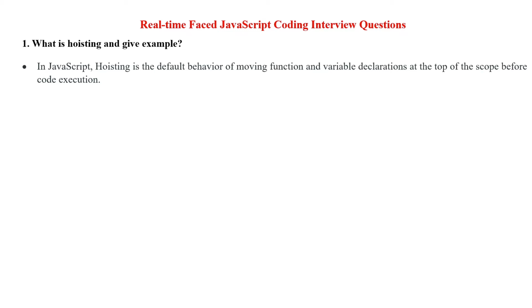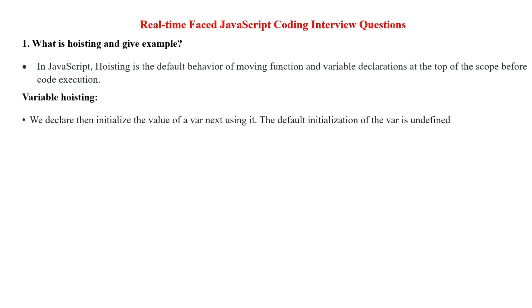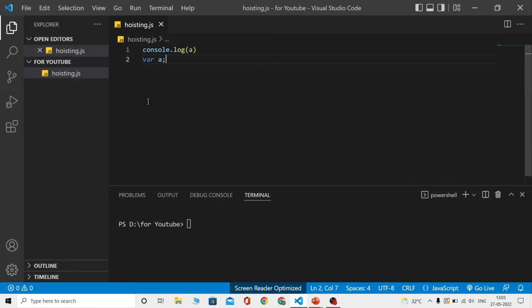Next, we want to know what variable hoisting and function hoisting are. First, variable hoisting. We declare, then initialize the value of the var, and then use it. The default initialization of var is undefined. Here we declare the variable var a, and it will show as undefined. The default value of a var declaration is undefined.